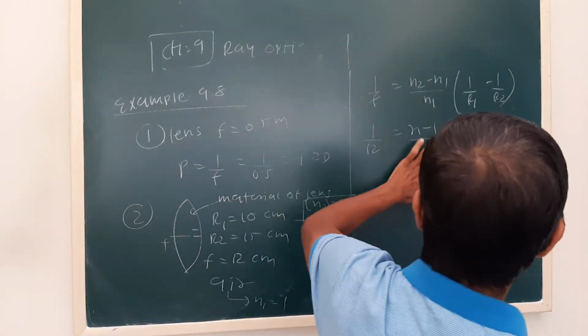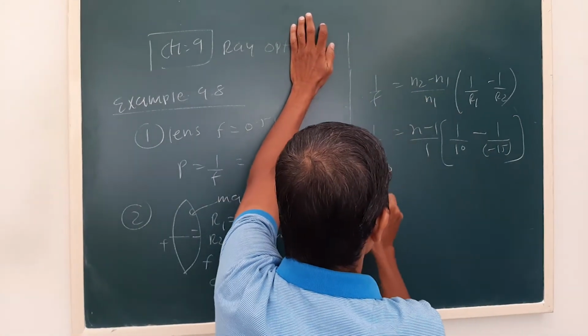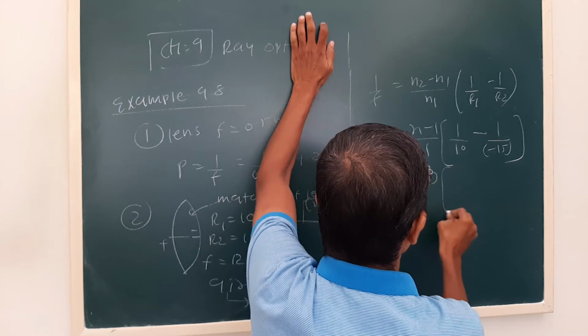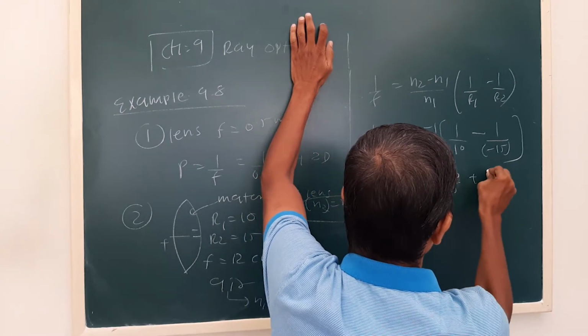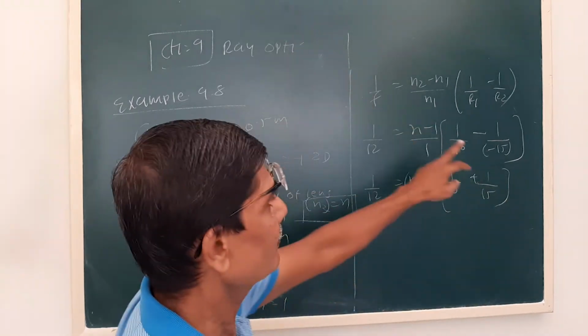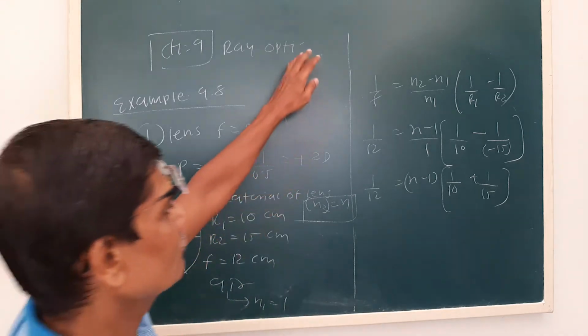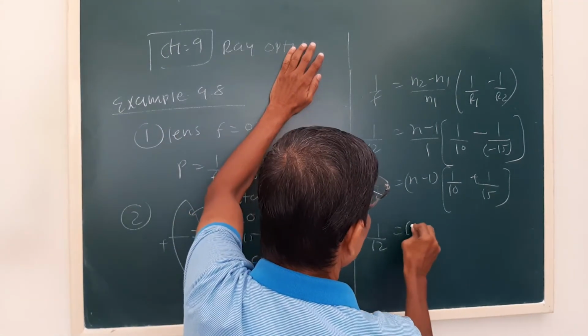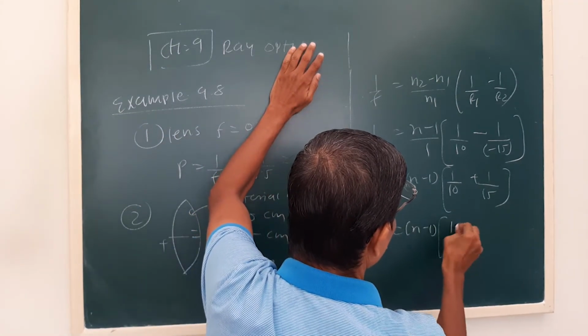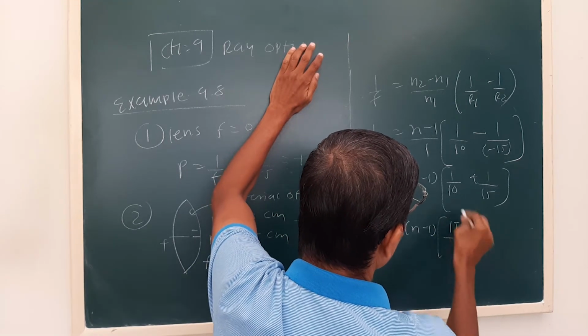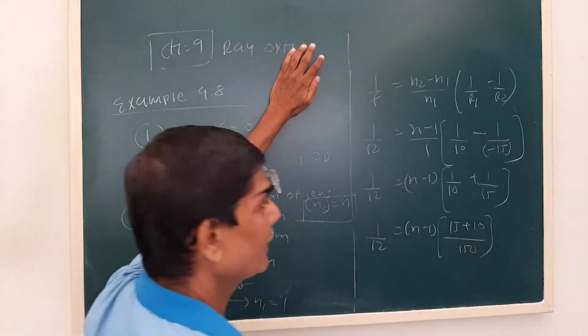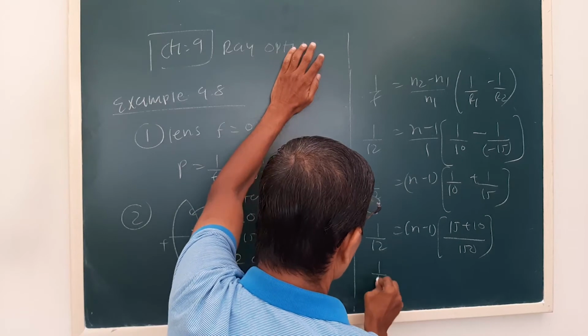Okay, now we try to solve. See, 1 by 12 is N minus 1, 1 upon 10 plus. Okay, now minus minus has become plus. So 1 upon 12 is N minus 1. See, 15 plus 10 upon LCM is 150. Okay, cross multiply, sorry. 1 by 12.